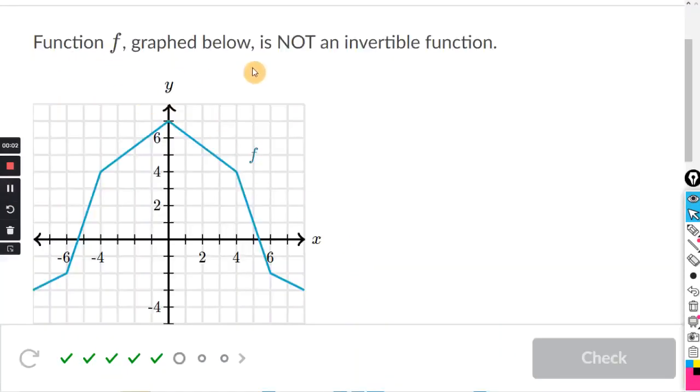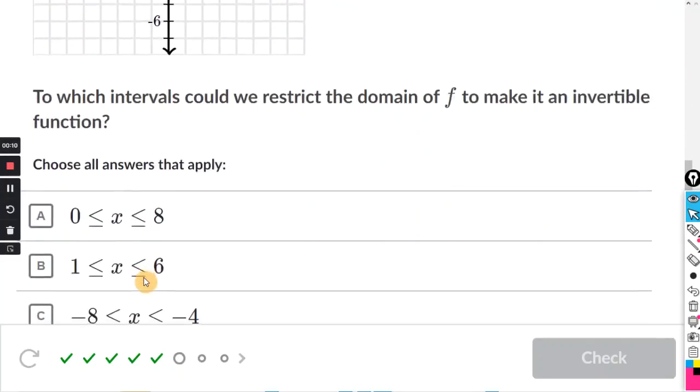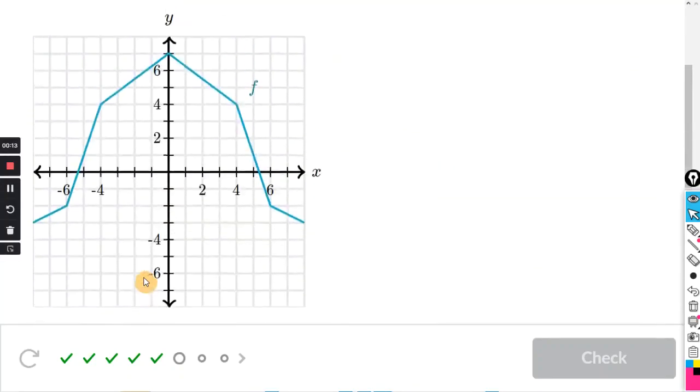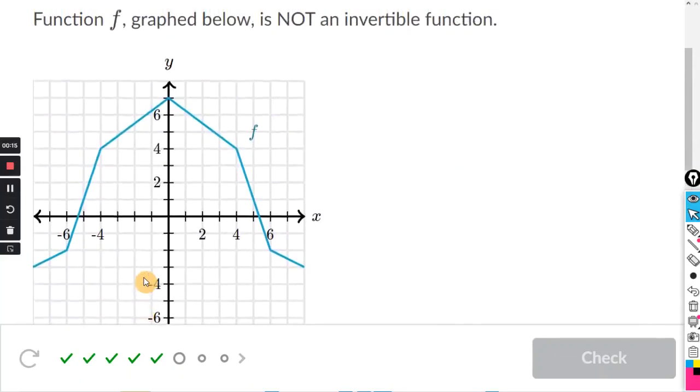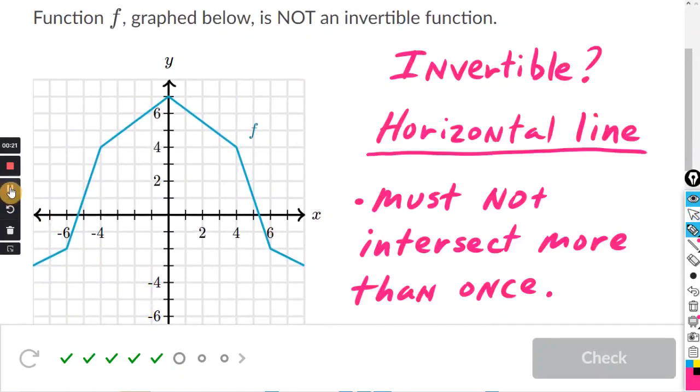Function f graphed below is not an invertible function. To which intervals could we restrict the domain to make it invertible? Choose all answers that apply. To see if a function is invertible, it must pass the horizontal line test. It must not intersect the graph more than once.